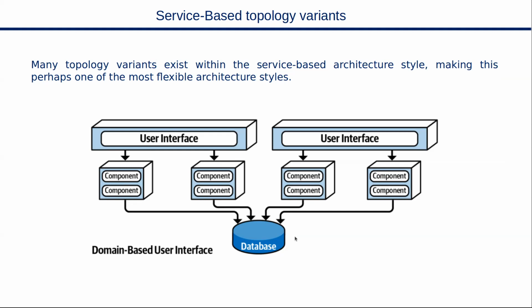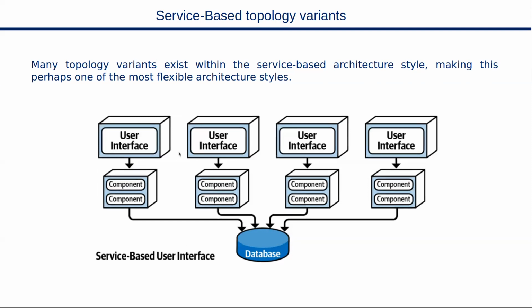Are there any other options? Yes. For example, the user interface can be split one more time. You can have 4 user interfaces, each of them communicating with a separate service. It is called a service-based user interface. So it is also a service-based architecture style. You will have, for example, 4 front-end services, each of them communicating with separate backend services, but still each backend service will work with a single shared database. It will be a service-based architecture style.